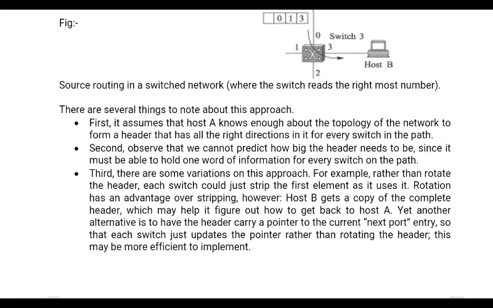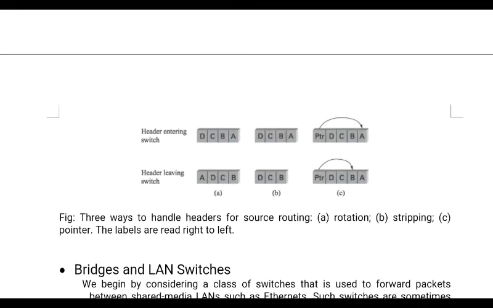Okay, so there are different methods. The first one is rotation based, the second one is stripping, and the third one uses a pointer. The method you have already seen here is the rotation based one. The header is entering the switch. You just see the packet which is having B C D. For your convenience, instead of writing the port numbers here, they have written the characters.